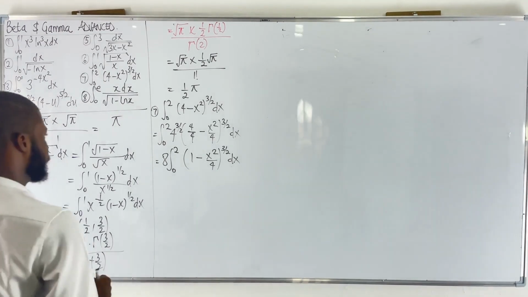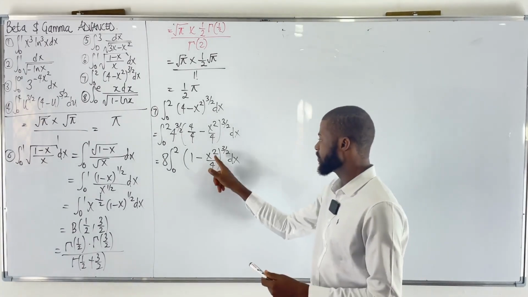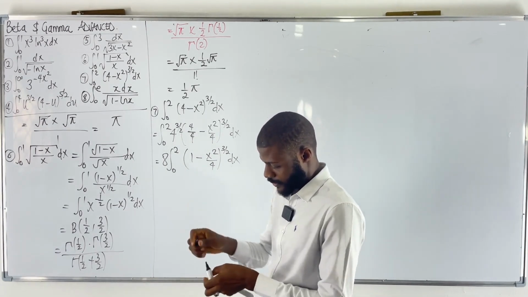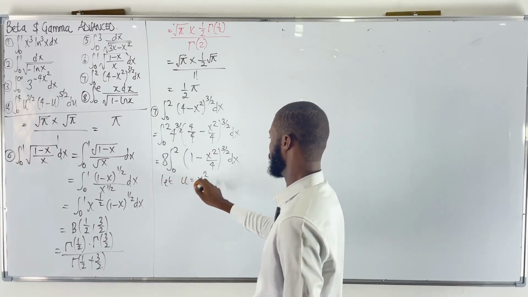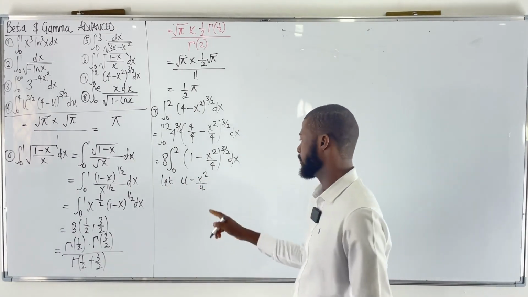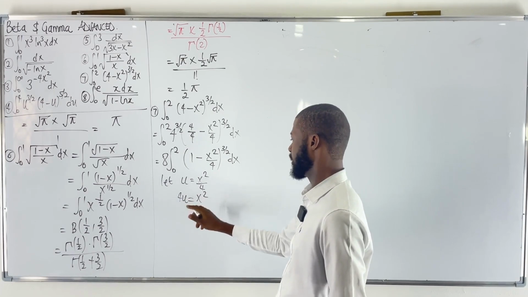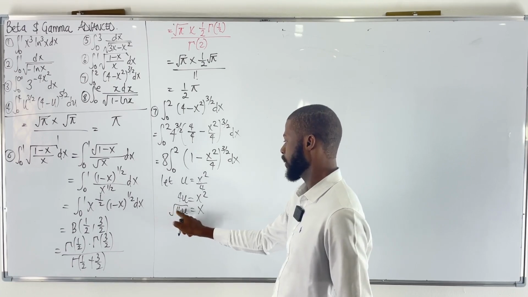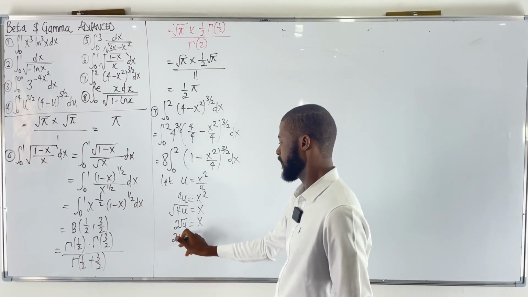Okay. So now the next thing I'm going to do is let u equal x squared over 4. Now if u is equal to x squared over 4, let me make x the subject. So this will first of all become 4u is equal to x squared. Then the square root of 4u is equal to x. Square root of 4 is 2. So this is 2 root u equal to x. So that's 2u to the power of half equal to x.